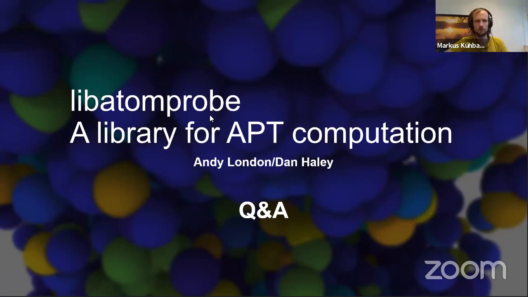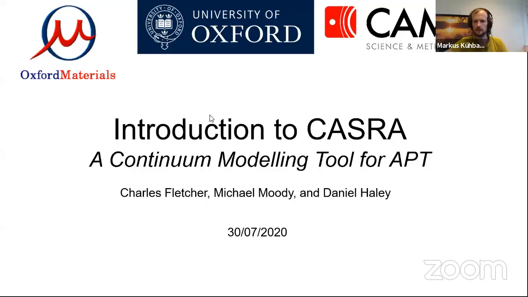Okay, so then we should move forward to Charles Fletcher. Charles Fletcher is a PhD candidate in Oxford, also working with Daniel and Michael Moody. And his talk will be on Cassra, a tool for 3D modeling of field evaporation.